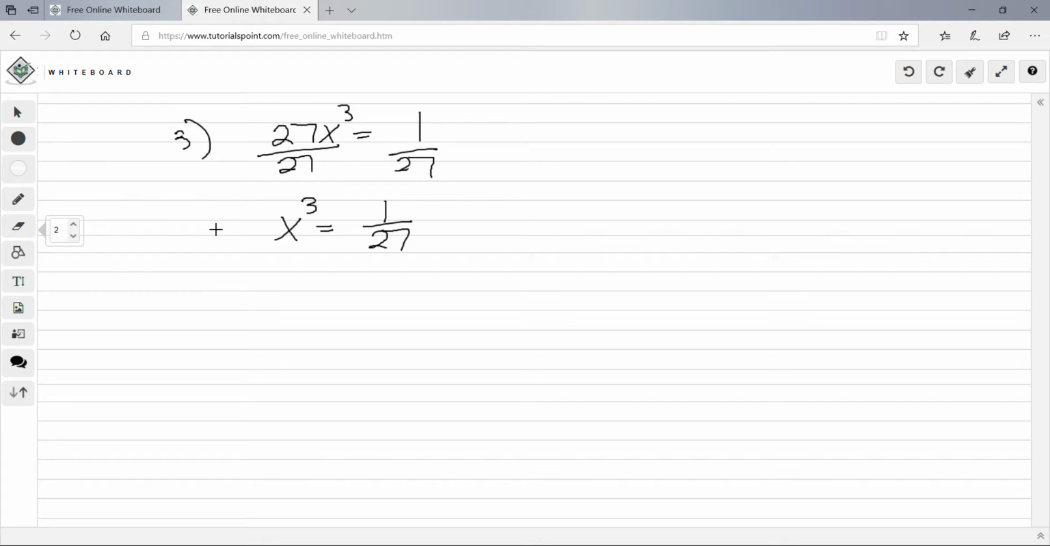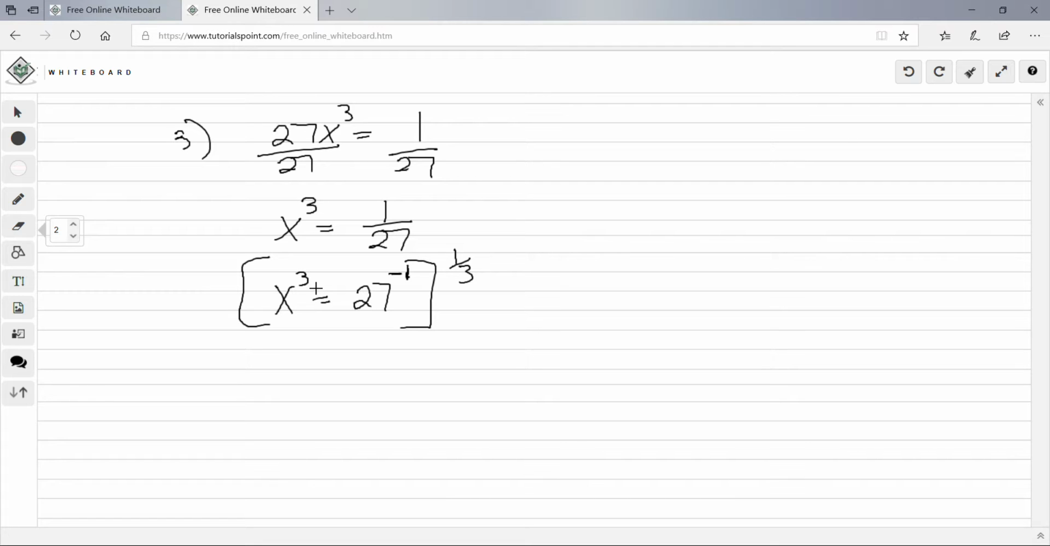Let's see. I can rewrite this 1/27 another way, right? I could say x cubed equals 27 to the negative 1. This is the same thing as that, so it's just in another form. The reason why I'm going to write it like this is because I'm going to raise everything to the 1/3 power, because I want to get x by itself.